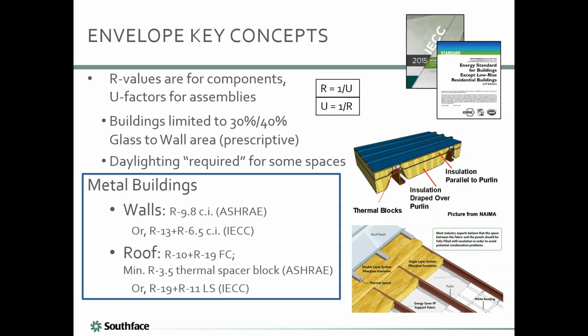Likewise, on roofs, ASHRAE says an R10 plus an R19 filled cavity. That would meet the code. And both codes are very big on having this thermal spacer block, basically so that the metal of the roof doesn't touch the metal of the purlin. The IECC has different language. They say R19 plus an R11 liner system. And here are some examples of different manufacturers' technologies. Either code can be satisfied by anybody's assembly as long as the U factor is met.